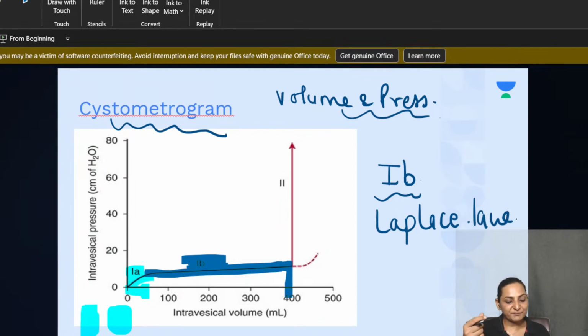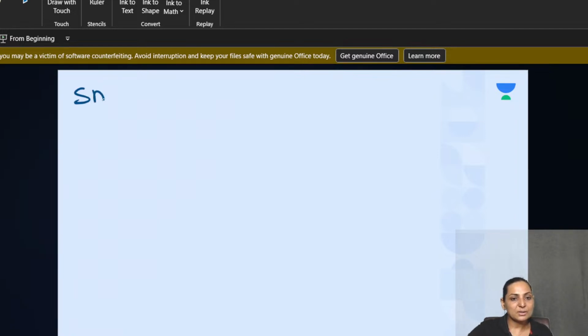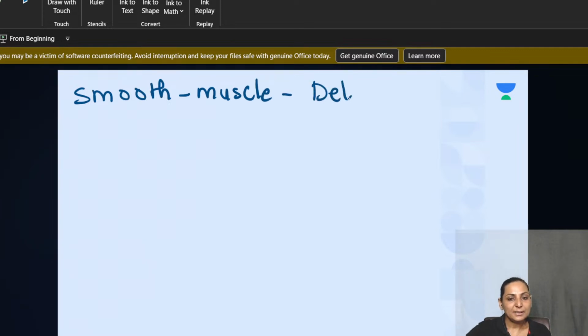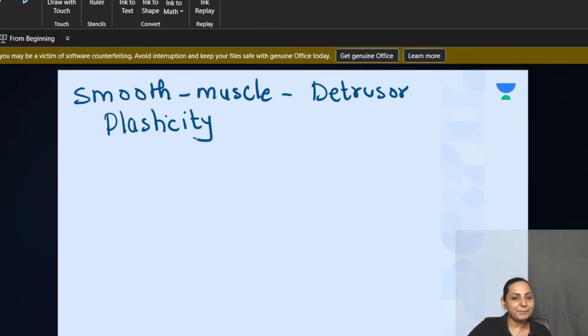So accumulation of a small volume of urine, around 50 ml, will first bring about an abrupt rise in the pressure. After this, if you keep on increasing the volume, the pressure will not increase, because the detrusor muscle of the bladder is a smooth muscle which shows a very distinct property called plasticity. That means it will accommodate without an increase in pressure.